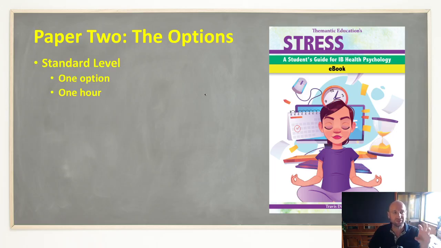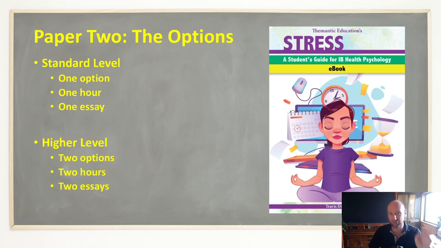The options, so for standard level, you study one option, your exam goes for 1 hour, and you write 1 essay. For higher level, you have 2 options, 2 hours, and 2 essays. Now, I would just say though, make sure you clarify and check with your teacher. At the time of writing this, these have changed a little bit because of COVID and cancellations of exams. So my higher level students, for example, they just did 1 option, and standard level's paper 2 was cancelled. So just double check that. But this is how it should work ordinarily.